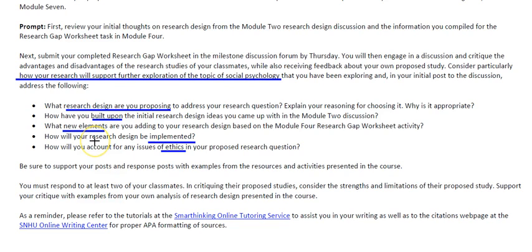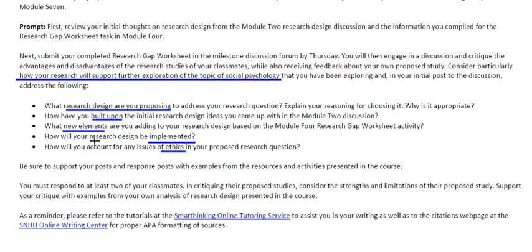The next bullet to address, discuss in detail how your research design would be implemented. What would your sample look like? What location would you target for your study? These are the logistics of your hypothetical research design.